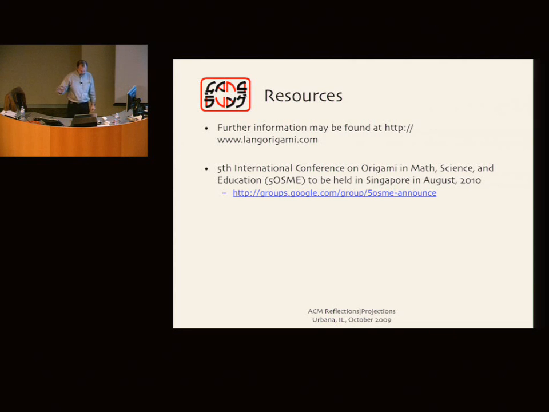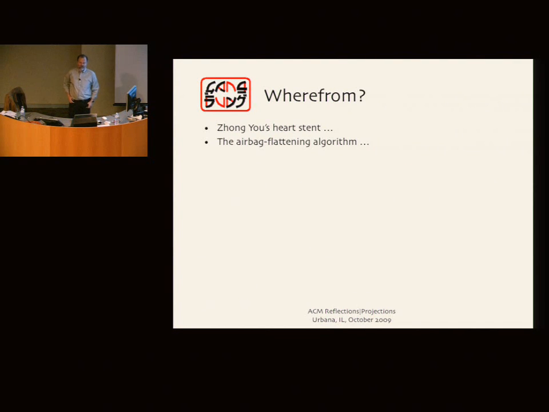But I don't want to stop there with shameless plugs for books and things. I want to stop with a question. Where did all this come from? You know, where do these solutions arise? Well, this heart stent of Zhang Yu, that pattern comes from the little blow-up balloon called the water bomb. And the reason people knew that it would work for a heart stent was because people had analyzed what happens when you take that crease pattern and you make arrays of them. How does it move? And the airbag flattening algorithm, how did they solve that problem?